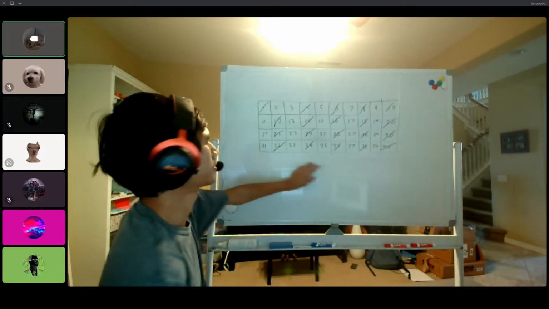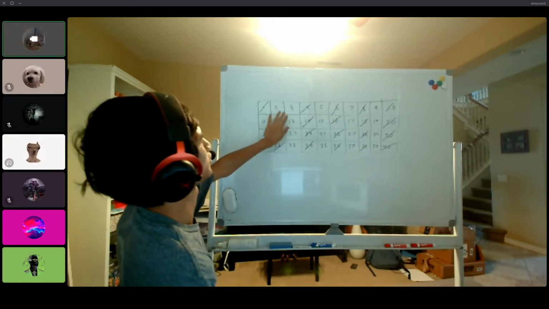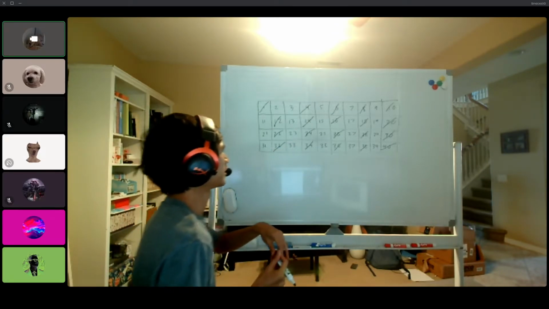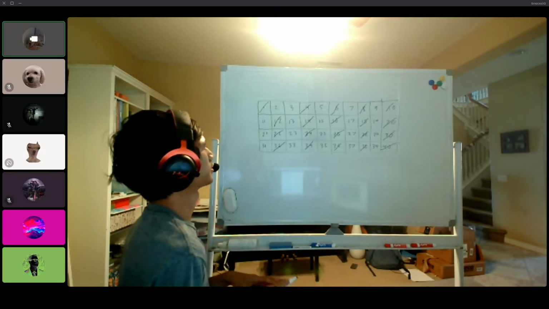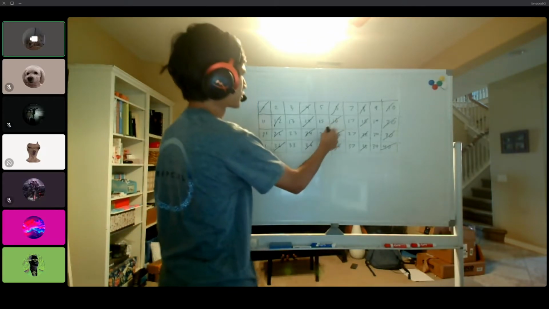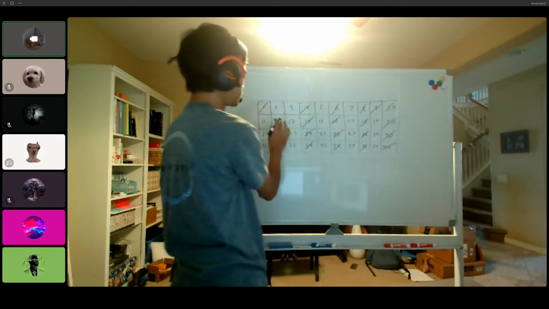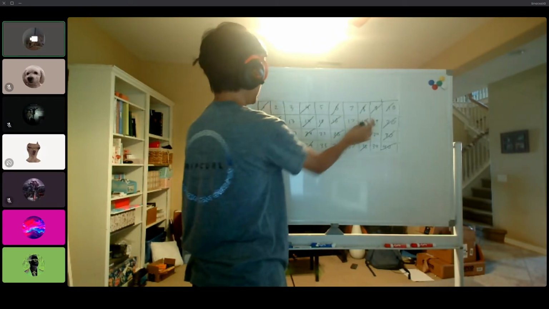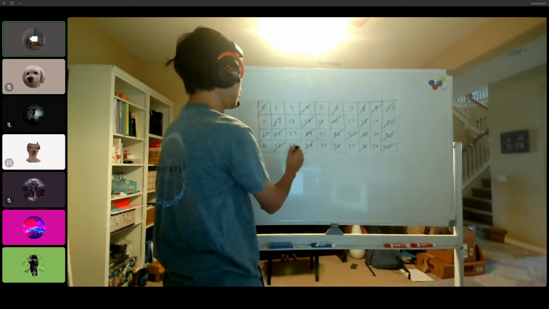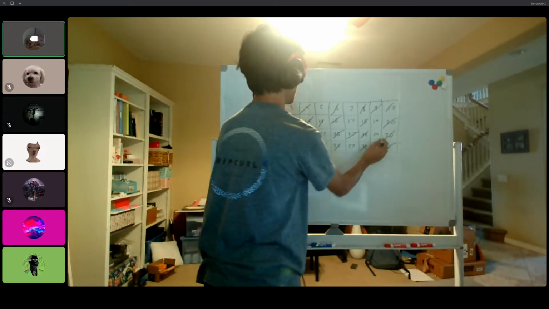Now that I've marked everything off, let's move on to the next one. Let's move on to 3. 3 hasn't been marked yet, meaning that's a prime number. So let's mark off all of 3's multiples as well. 6 has already been marked, so we have to do the rest. So 9, 12 was already marked off, so 15. 18 is done, 21, 24 is done, 27, 33, and 39.